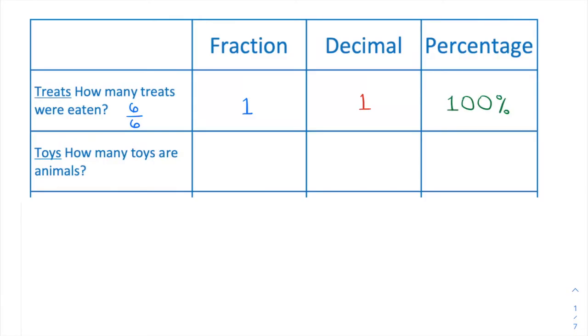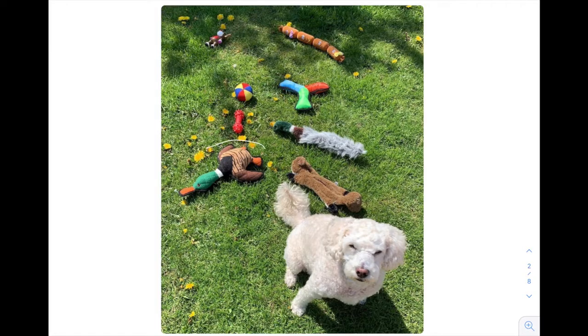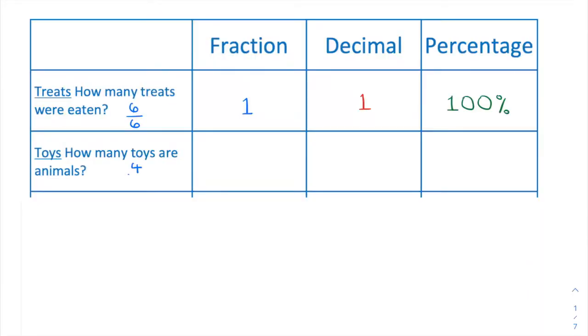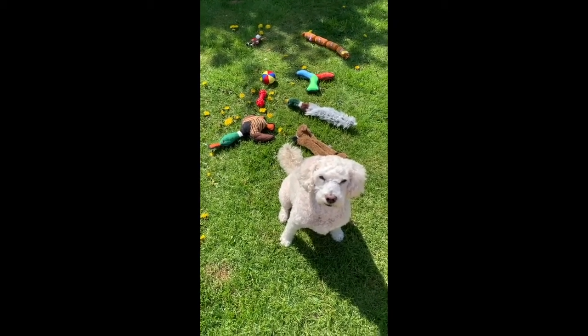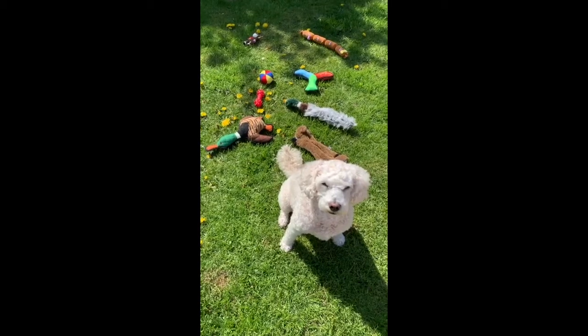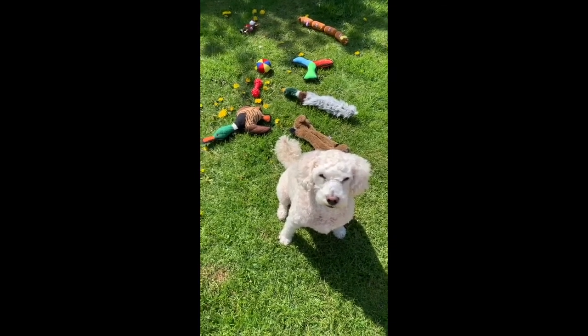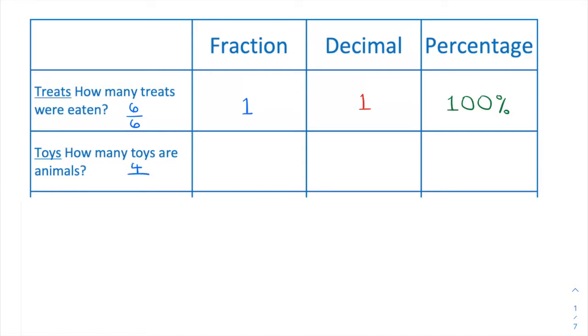How many toys are animals? It's 1 duck, a fox, another duck, and the reindeer. So that's 4. Out of a total of how many? So we have 8 toys for Bertie. Aren't we, Bertie? 8 toys. So that's 4 animals out of a total of 8 toys. That's 4/8 of Bertie's toys are animals.